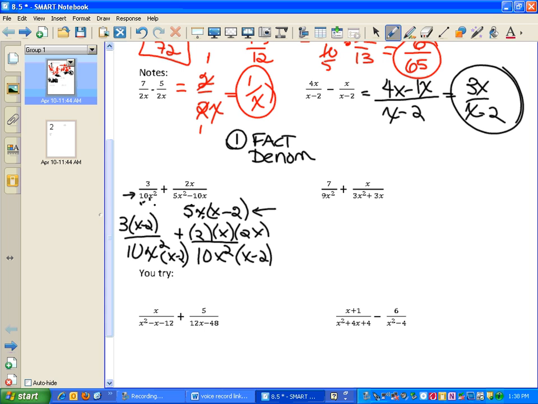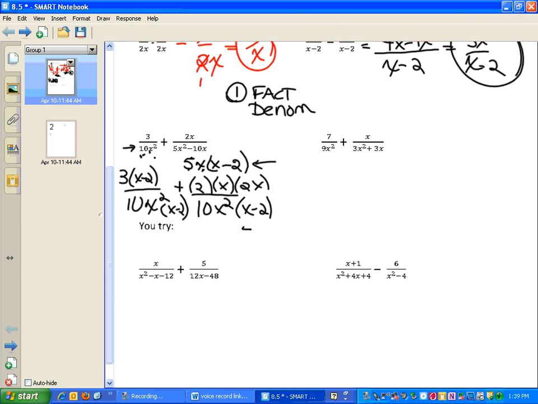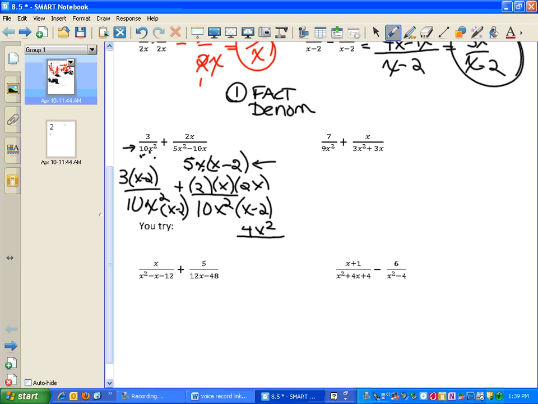Well, let's think of our math. Okay? It's 4x squared because I'm just multiplying across, correct? So this is going to be 4x squared over 10x squared times x minus 2. And this other term, we're going to want to distribute. What's that going to give me? 3x minus 6 over 10x squared times x minus 2.